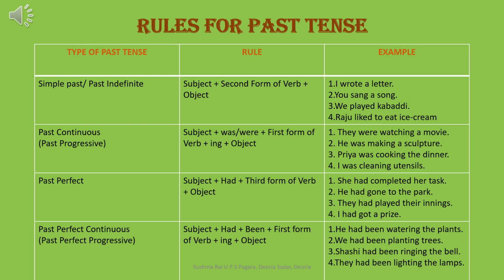Rule for writing a sentence in past perfect continuous tenses: subject plus had been plus first form of the verb plus ing plus object. Examples are: he had been watering the plants. We had been planting trees. Shashi had been ringing the bell. And they had been lighting the lamps.